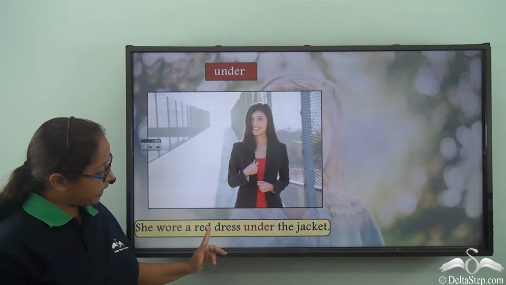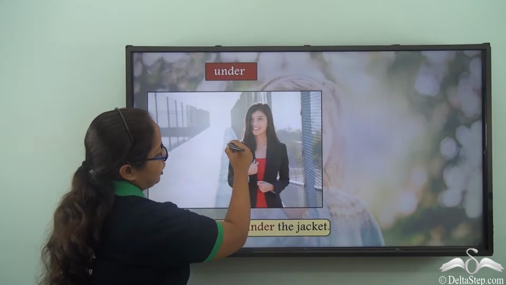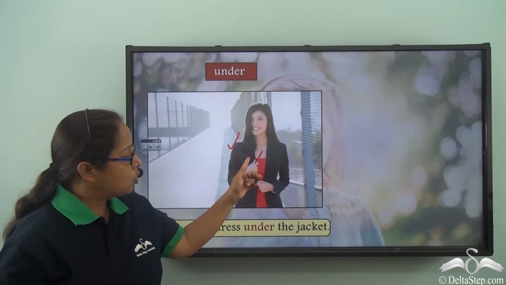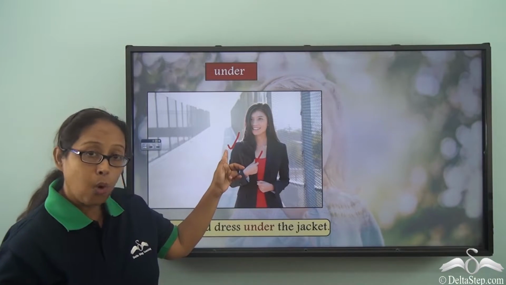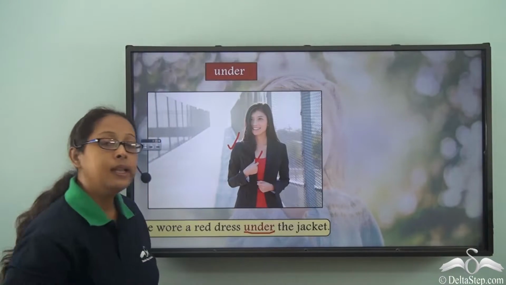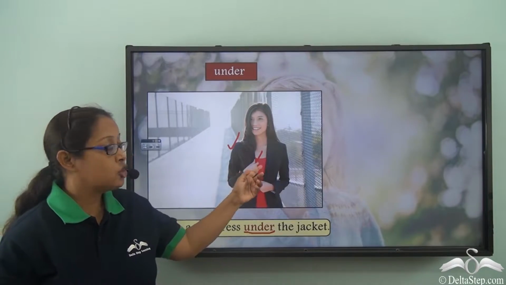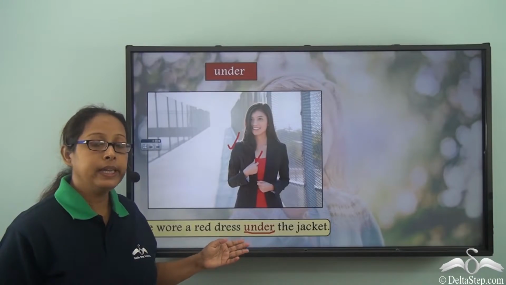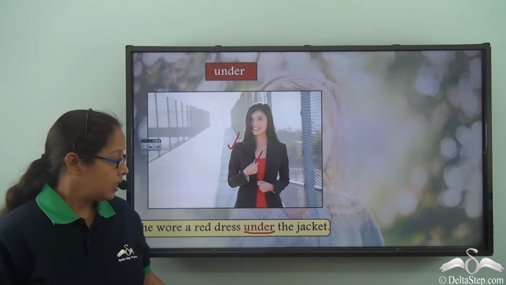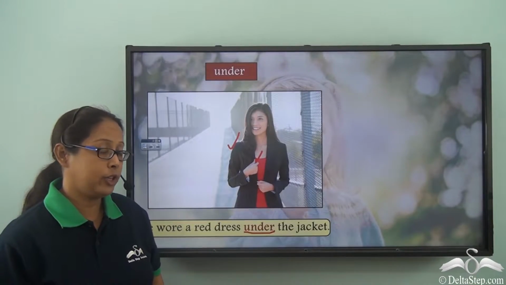she wore a red dress under the jacket. Now, this is the jacket and this is the red dress we are talking about. So, is she wearing this red dress over? No. So, under in this sentence is telling us the position of the dress. It is below the jacket. So, in this sentence, we see that the jacket is covering the red dress. We have used under because it is below the jacket over here.